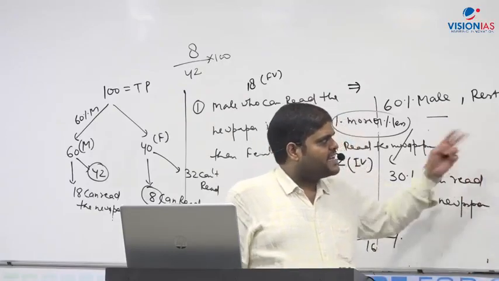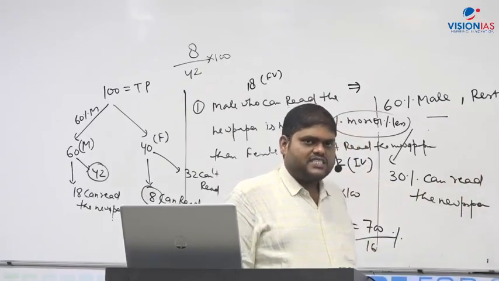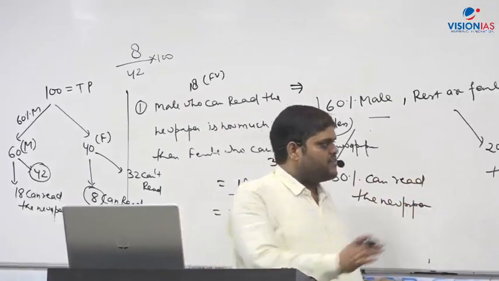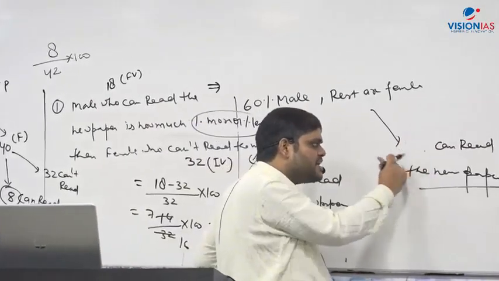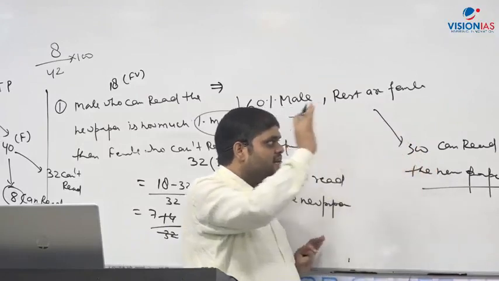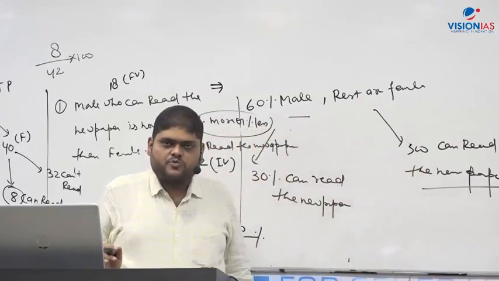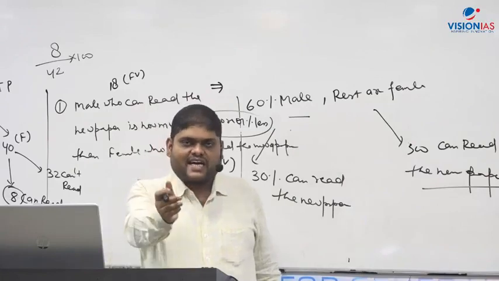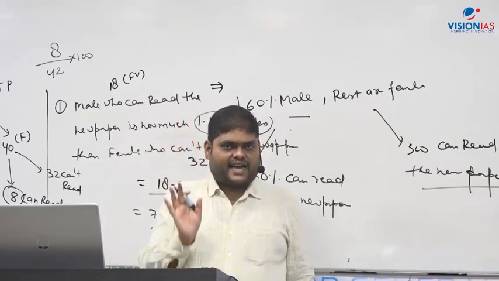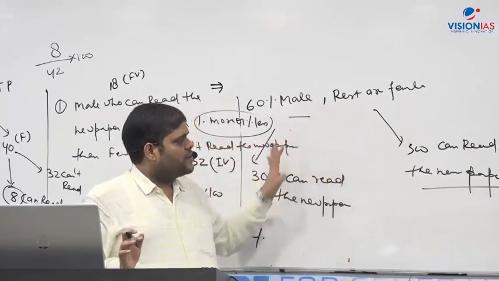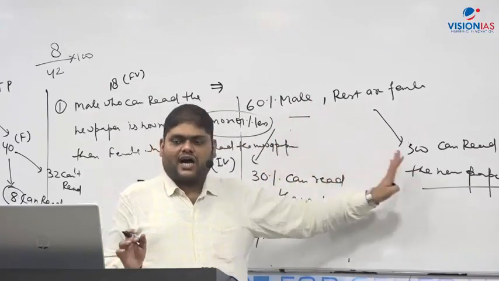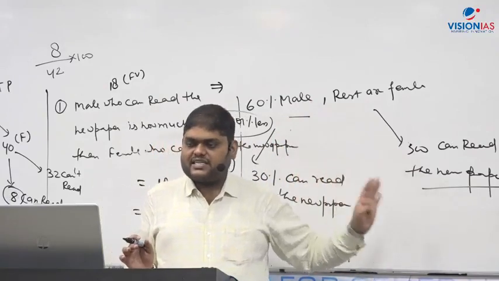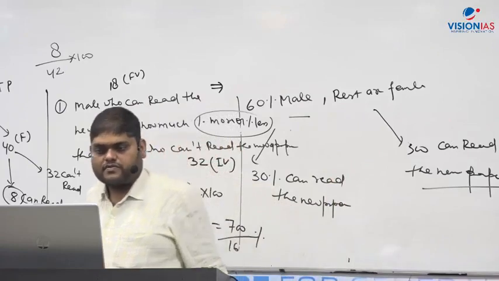But suppose some data are given. Suppose instead of 20%, they say 300 females can read the newspaper. Now you have to think whether I will take it as 100 or as x. The reason is because now percentage and number both are involved.